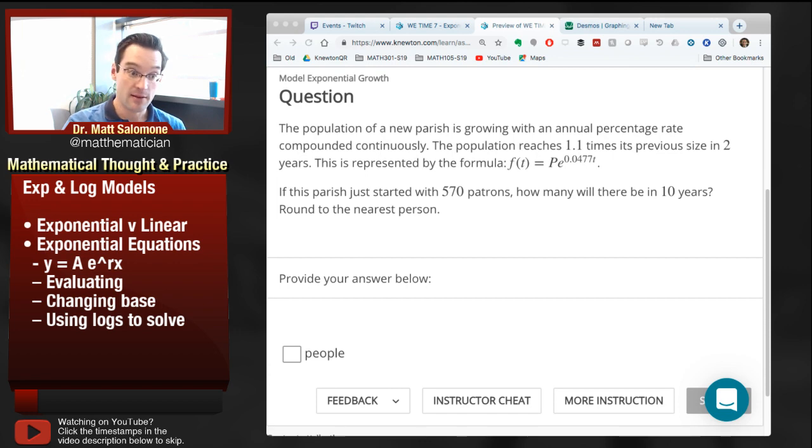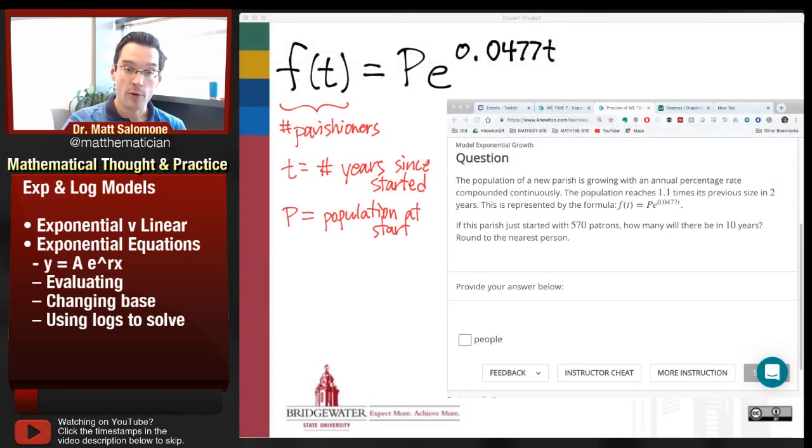Right? They gave that to us as part of the setup of this problem. So we know, therefore, that we can use 570 to represent the starting population, the value of p in this algebraic model. So let's just put that right in. And that gives me an equation now, f of t, a function. F of t equals 570 times e to the 0.0477t.